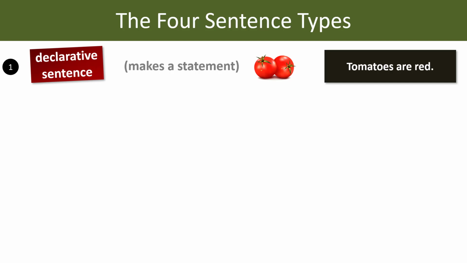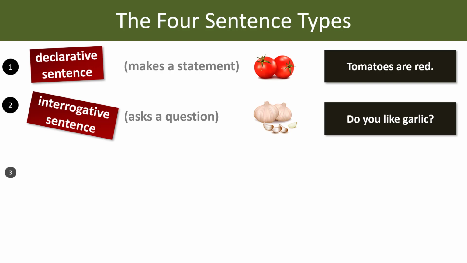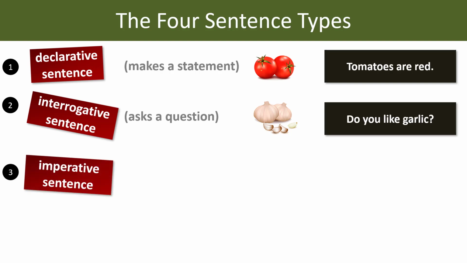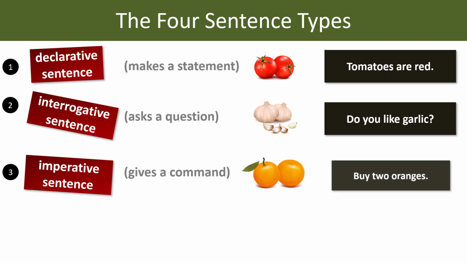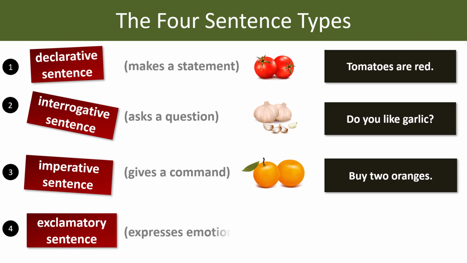We have interrogative sentence. That term just means question. So an interrogative sentence asks a question. Do you like garlic? The third type, an imperative sentence. An imperative sentence gives a command. Buy 2 oranges. You can see that that's a command. And number 4, an exclamatory sentence, expresses emotion.